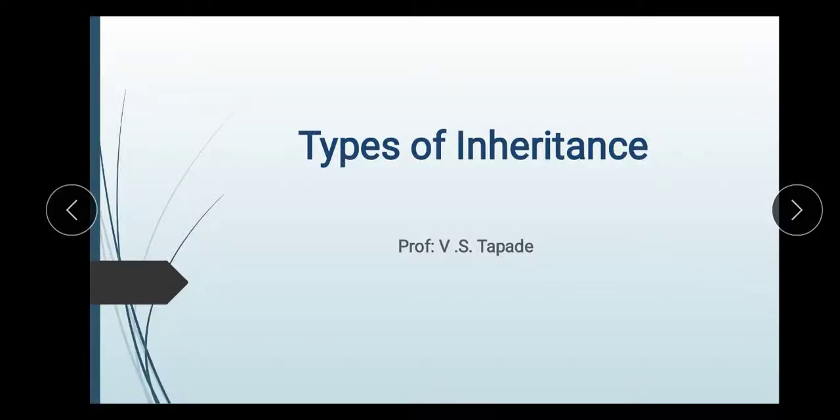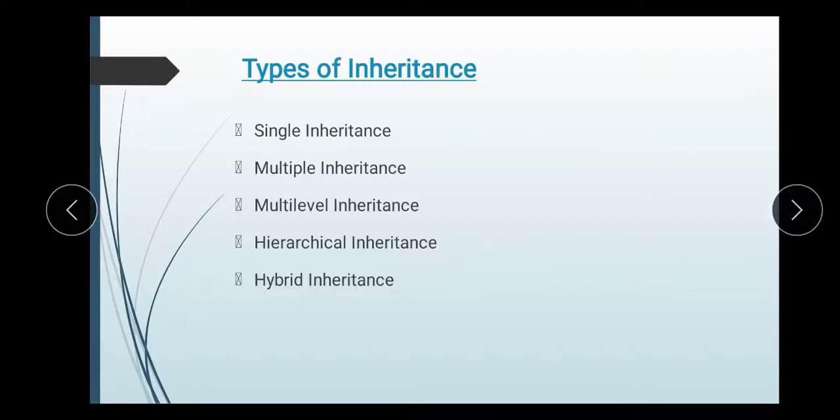Hello everyone. Today we will discuss the different types of inheritance. In the last session we saw what inheritance is and how the derived class inherits the base class. Inheritance is the mechanism by which the derived class can inherit the properties of the base class. These are the types of inheritance.